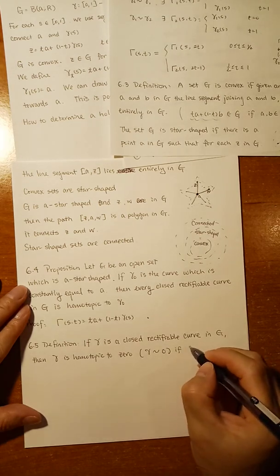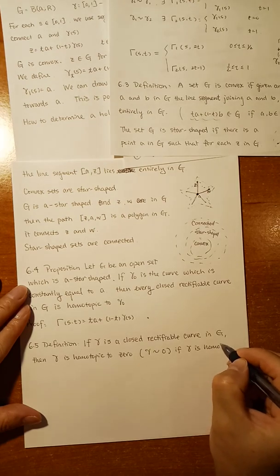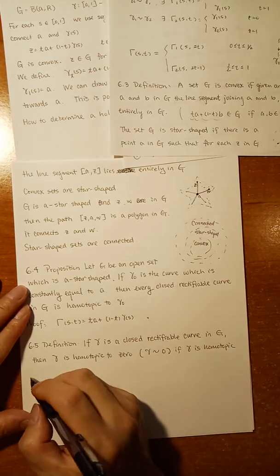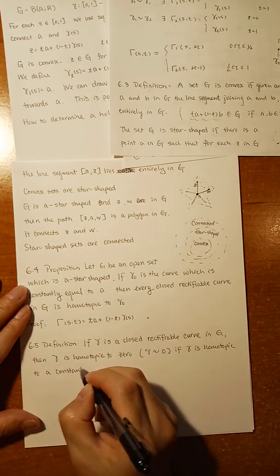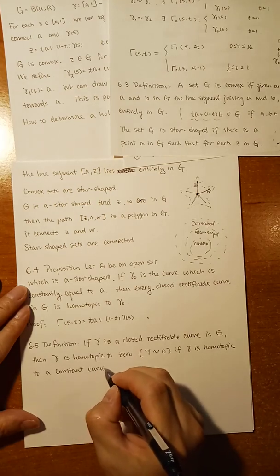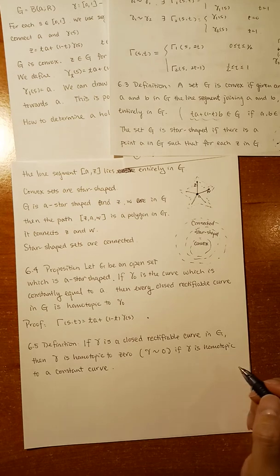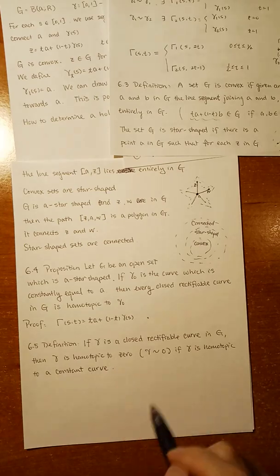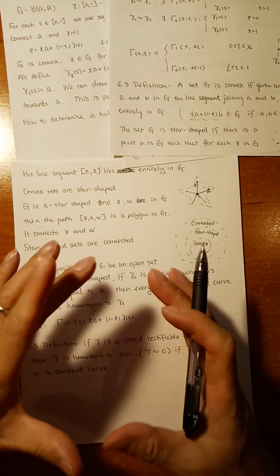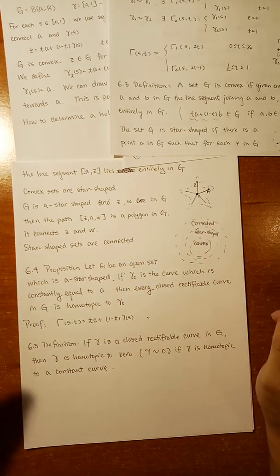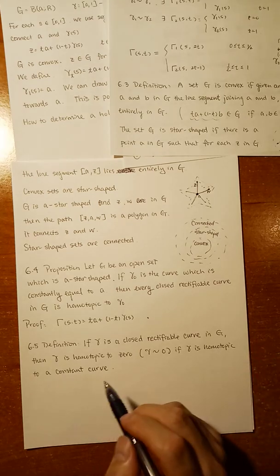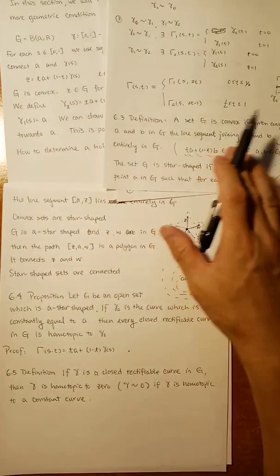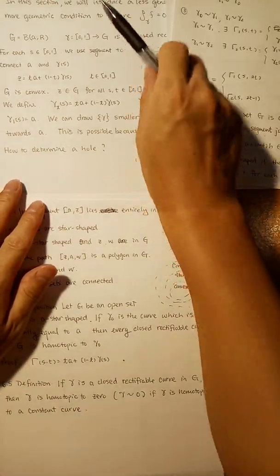If gamma is homotopic to a constant curve, right? Gamma is homotopic to the constant curve. Like constant curve, a point, it's trivial in the curve, like real curve theory. So that's why we consider it as a 0. And this will play the important role in our discussion.